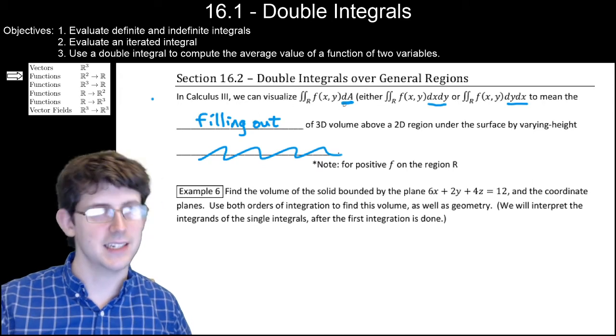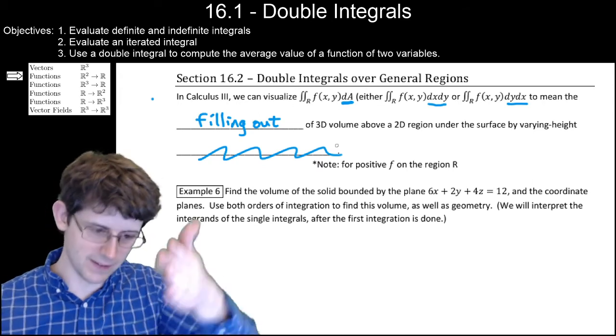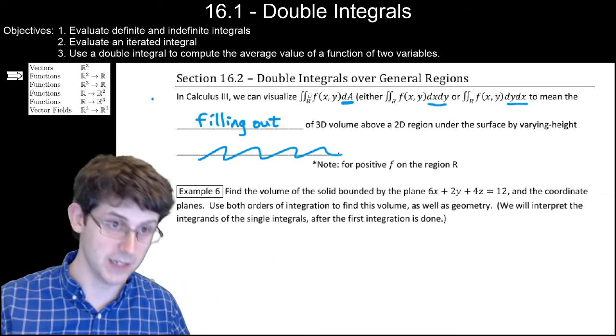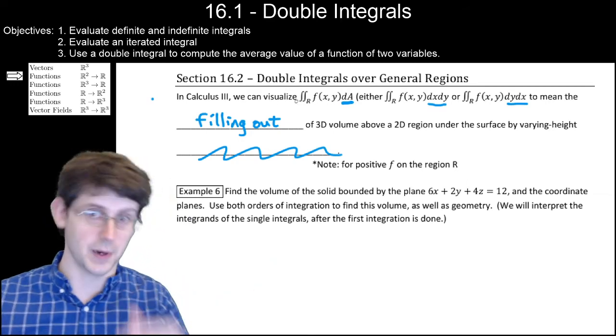So it's just like in Calc 1, when you had the integral of a function, you thought of it as the area under the curve. Now when you have the double integral of a function, it's the volume under a surface.